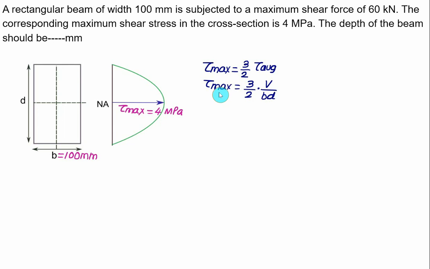Maximum shear stress at the neutral axis is given as 4 equal to 3 by 2. Shear force V is given as 60 kilonewton, that is 60 into 10 to the power 3. Width is also given, equal to 100. Depth we have to find out. The depth D here will be equal to 225 mm.